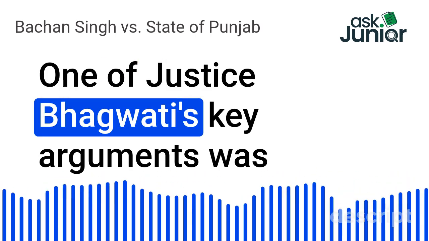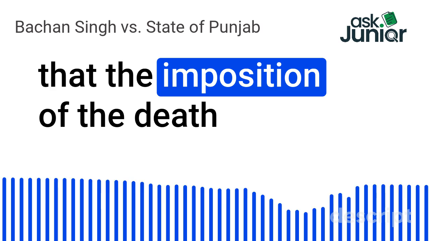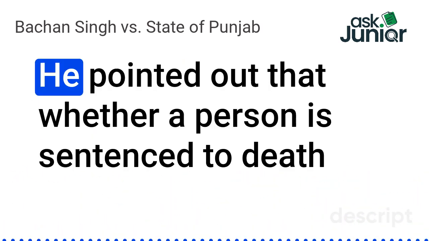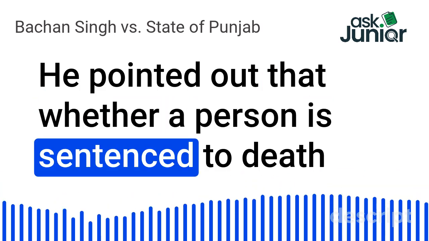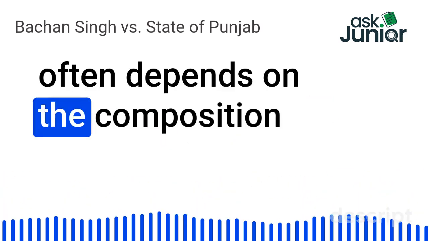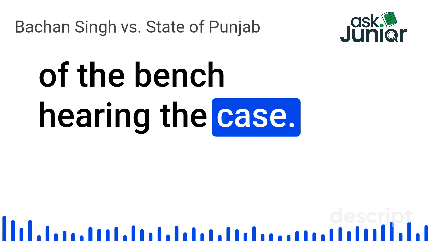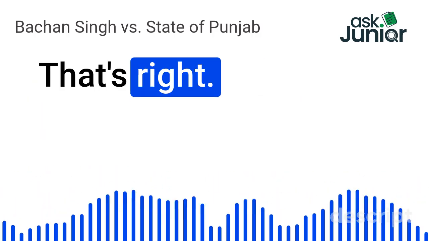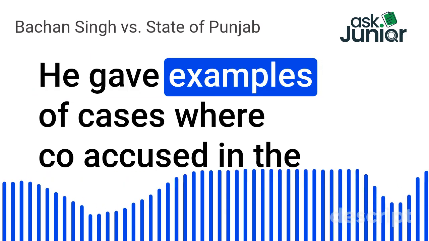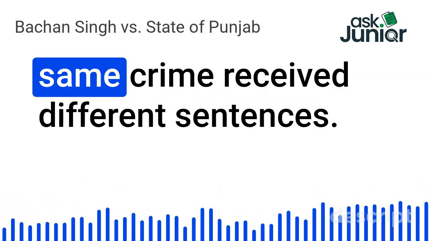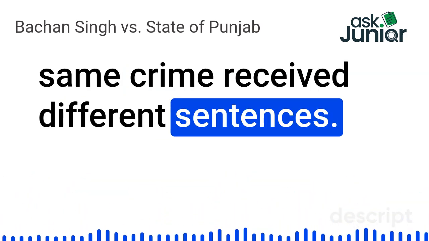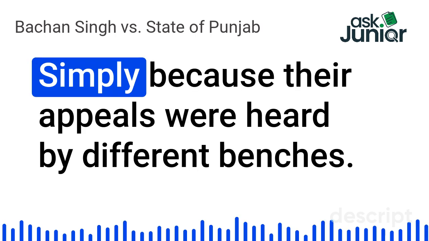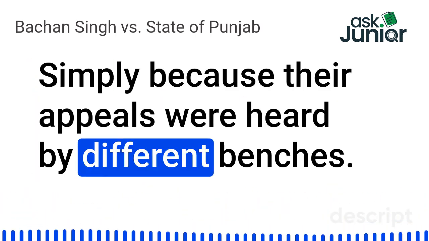One of Justice Bhagwati's key arguments was that the imposition of the death penalty is arbitrary and freakish. He pointed out that whether a person is sentenced to death often depends on the composition of the bench hearing the case, rather than on objective criteria. That's right. He gave examples of cases where co-accused in the same crime received different sentences, death for one and life imprisonment for another, simply because their appeals were heard by different benches.